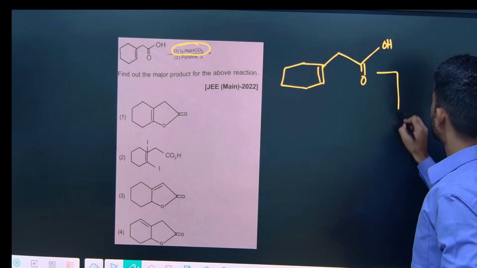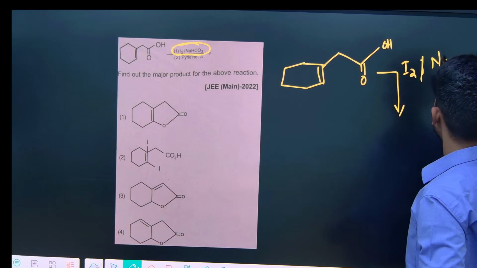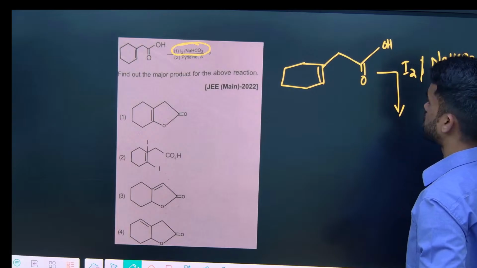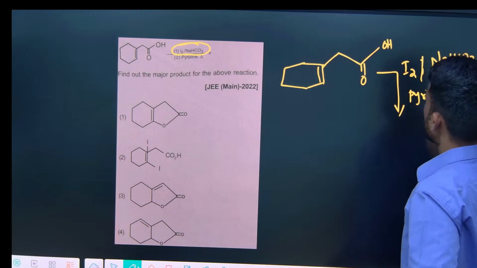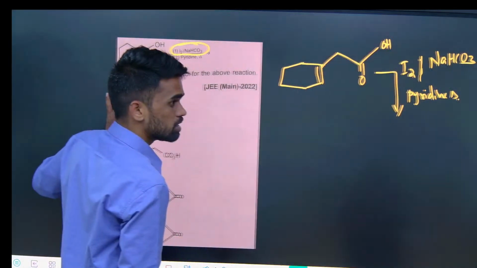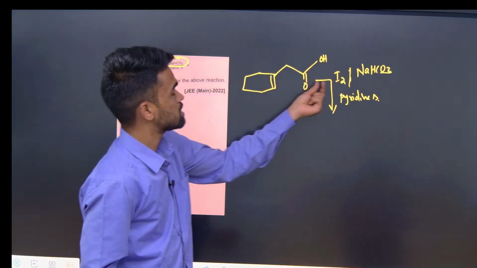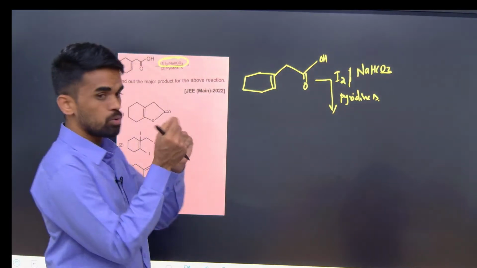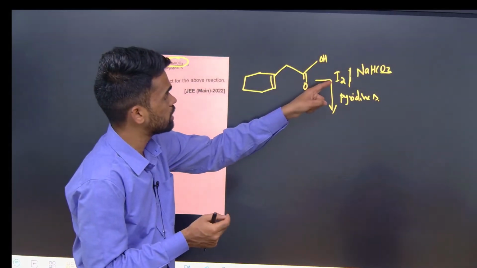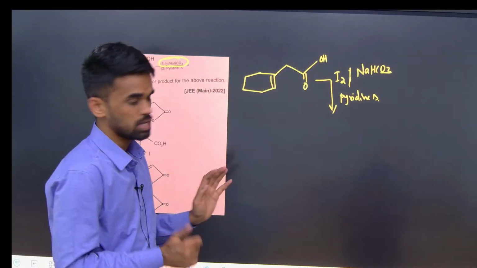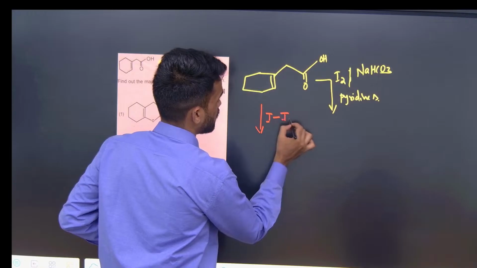Iodine, followed by NaHCO3, followed by pyridine under heating condition. Okay, it's very simple. The steps to be followed here are like this. See, iodination, do you remember bromination of alkenes, which we have studied? So it means this iodine will react with the pi bond first. Okay, so it will follow the haloammonium ion mechanism.